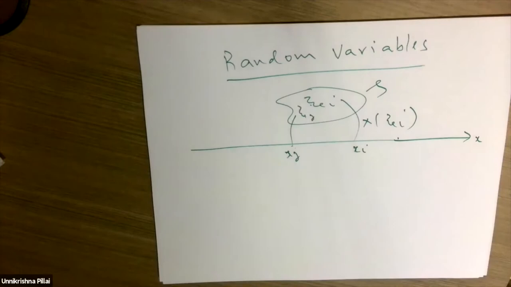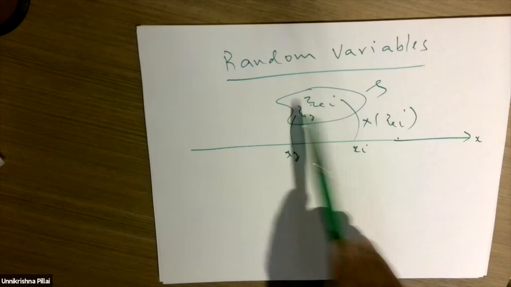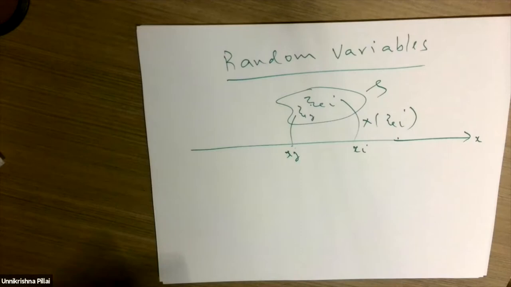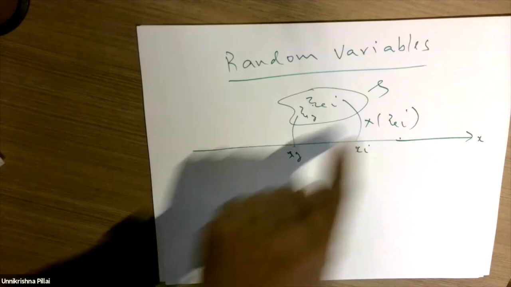So what is random? There's nothing random about this variable. What is random is, of course, the basic experimental outcomes. When you toss a coin, you have no idea what is going to happen. So of course, there are only two outcomes, head or tail. So if you map the tail to one and head to zero, that's what the random variable maps onto.